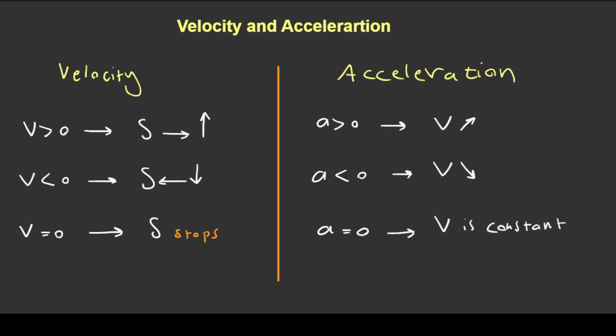For example, when we solve an example, I get a final answer that, for example, a equals -3 meters per second squared. It means at this time the velocity is decreasing at a rate of 3 meters per second at every second.